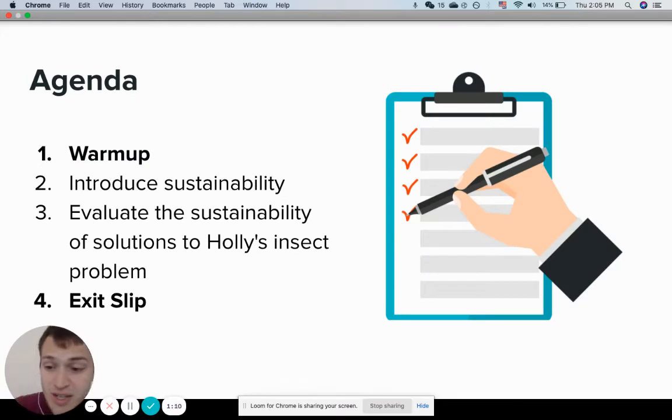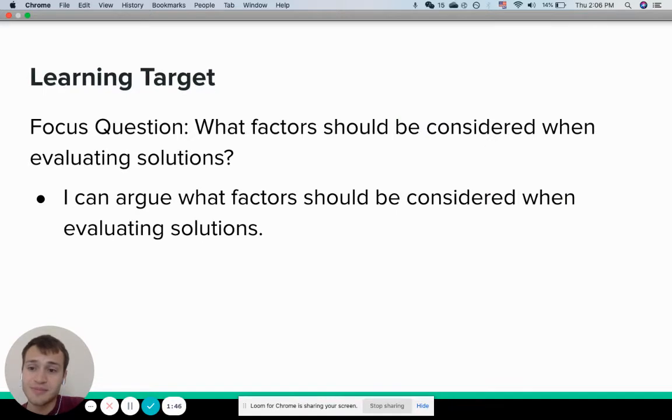All right, so today's agenda, we just did the warm-up, and next we're going to introduce sustainability. Then we're going to evaluate the sustainability of the solutions that we looked at last class. So last class we talked about Holly's insect problem. Remember that farm was getting overrun with insects, and we came up with 4 different solutions to that problem. So we're going to look at those solutions again, but this time with the idea of sustainability in our minds. And then lastly, we'll do our exit slip.